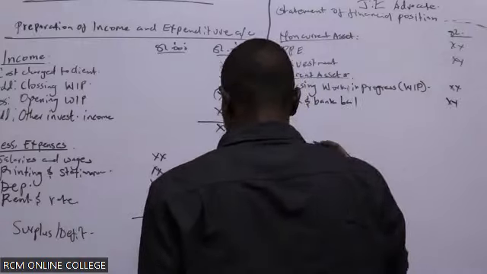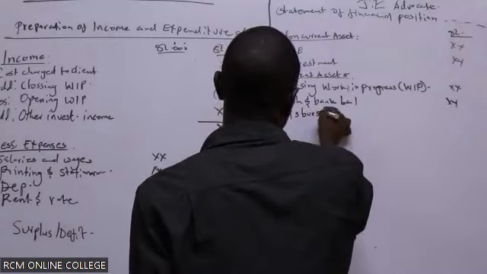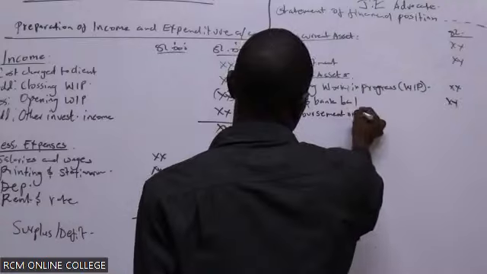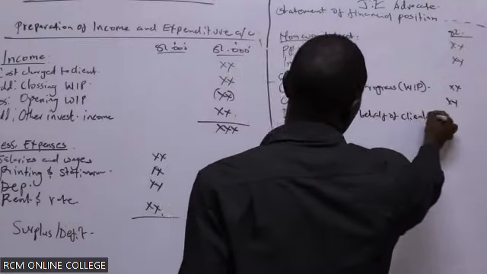Then we have disbursement on behalf of client. That will be assets.